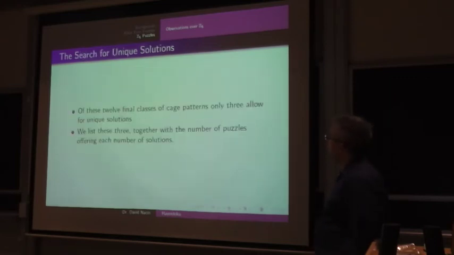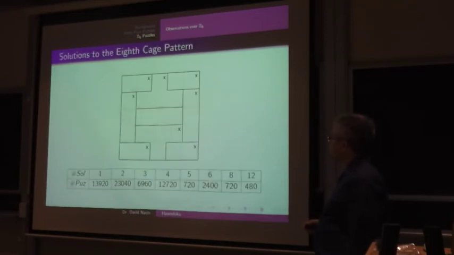So let's just, I know I don't have a lot of time, but let's just talk a little bit about these puzzles. So this cage pattern ends up giving me puzzles with 1 through 6 solutions, skips 7, skips 9, 10, 11, and has puzzles with 12 solutions. And we have over 13,000 puzzles with unique solutions.